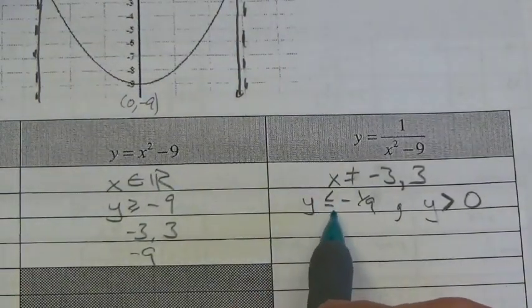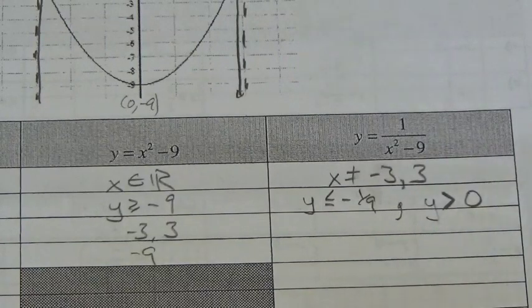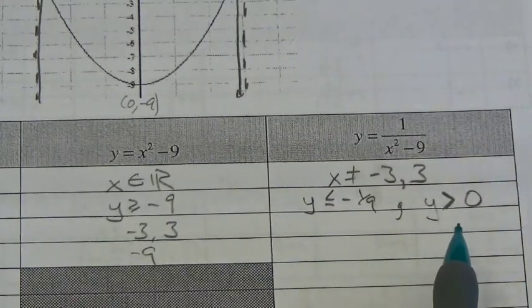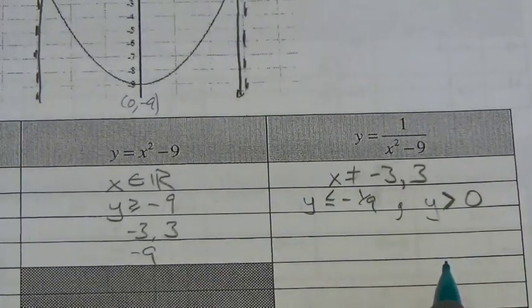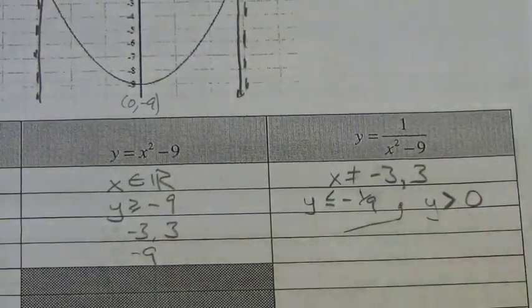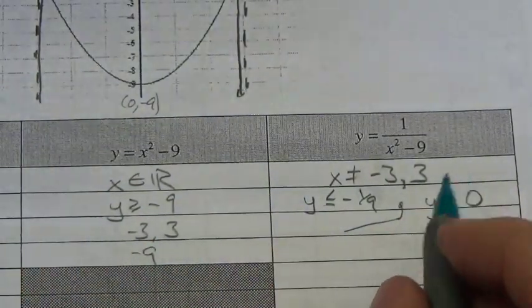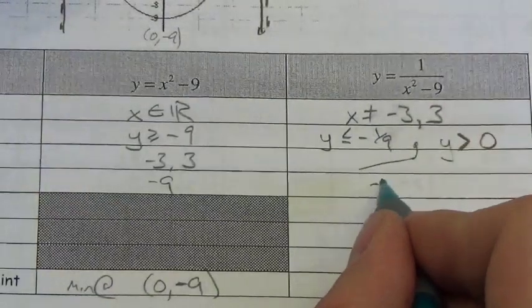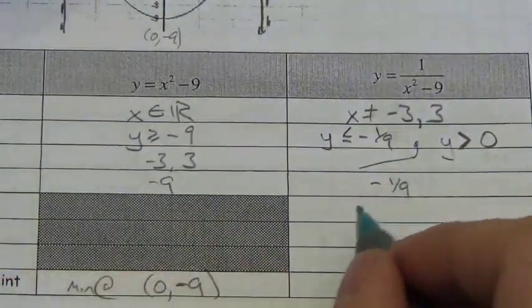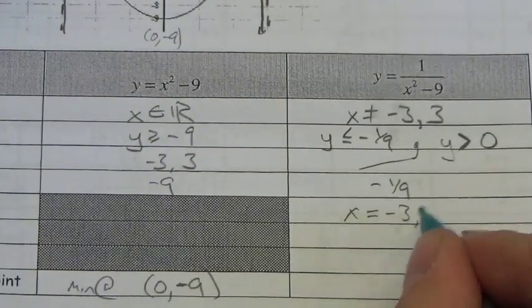Here, this is going to be less than or equal to negative 1/9 because it actually does get to a maximum vertex there, 0 comma negative 1/9. But the other part of that graph isn't going to get to the 0. Now, x-intercepts, well, we just said here, it doesn't actually touch the x-axis. The y-intercept, well, in the original graph, the y-intercept was negative 9, and so you reciprocate that y-coordinate, so negative 1/9.